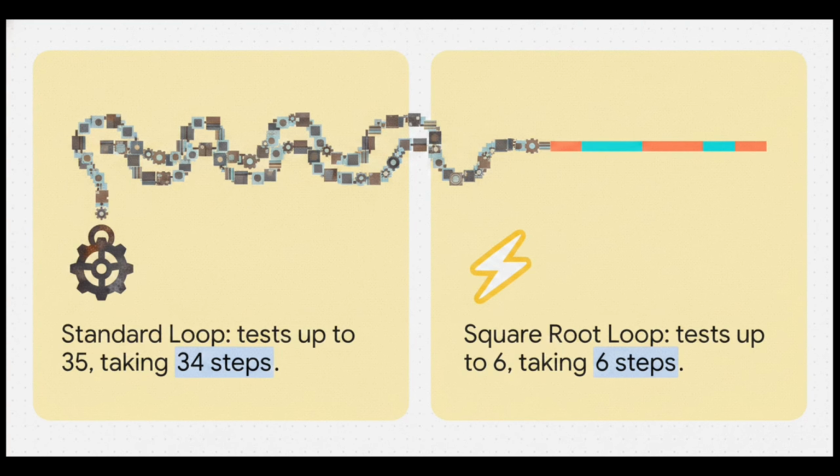But check this out. Here is where we get to do some brilliant logic optimization. Let's say we're checking if 36 is a prime number. A standard loop would test every single number from 2 all the way to 35. That's 34 separate processing steps.